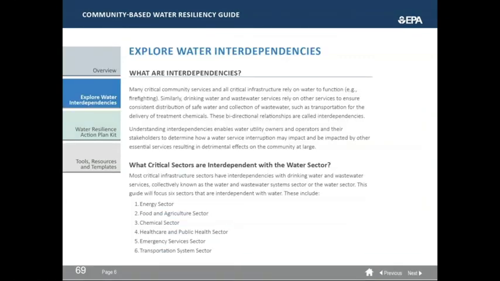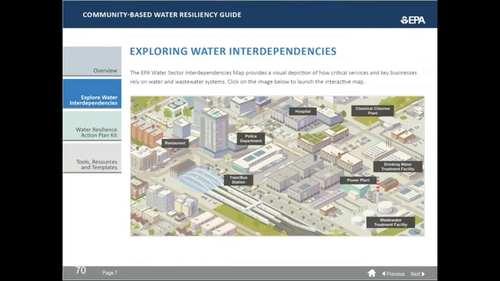Exploring the water interdependencies. So we cover 6 key sectors. Now there are numerous other sectors out there, but the ones that we focused on that water tends to work with the most is the energy sector, the food and agricultural sector, the chemical sector, the healthcare and public health sector, the emergency services sector, and the transportation system sector. And we go through each of those sectors.